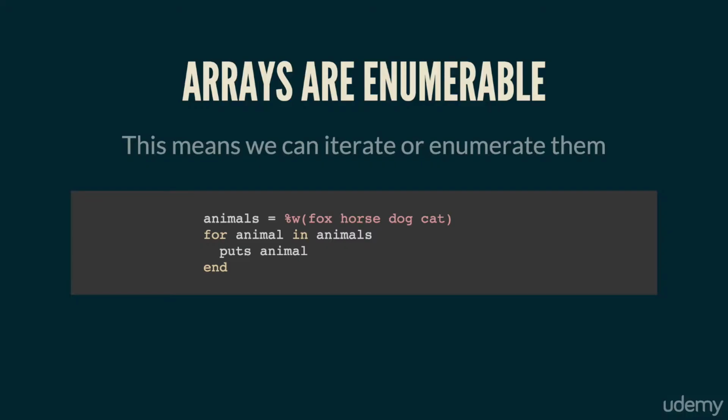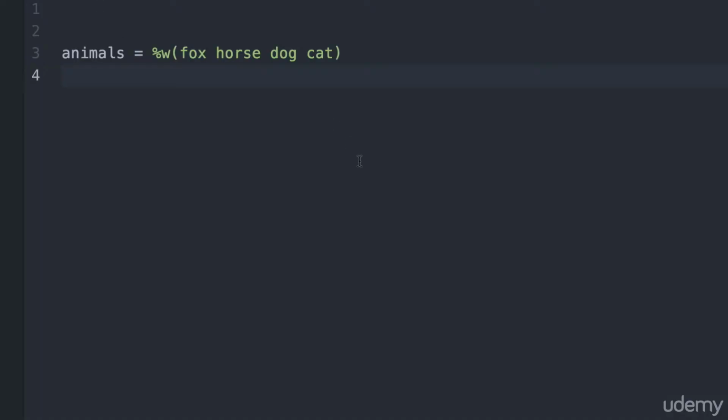As I said, arrays are enumerable. And this means we can do some other interesting things with it. We're going to introduce you to the concept of iteration. To do this in simple terms, we're going to use a for loop. Let's imagine we want to print all of the elements of this array one by one. Because we're using strings, we can use the shortcut %w.